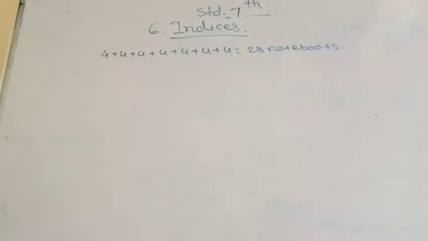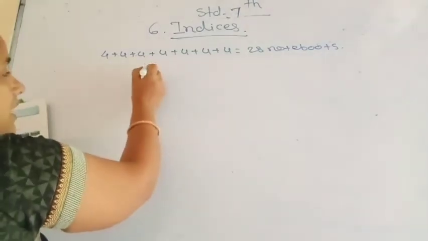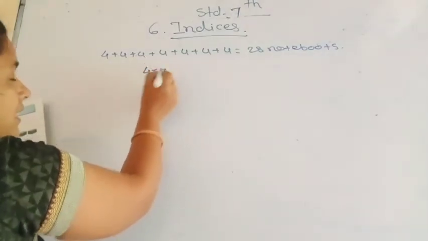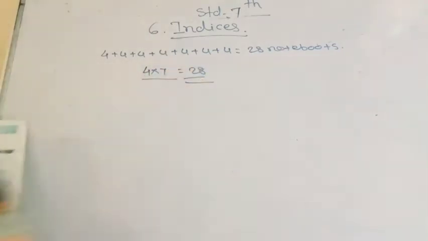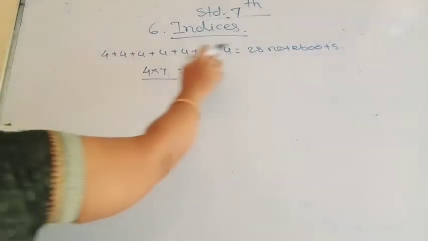Here there are 7 children and each child has these 4 notebooks. Each of 7 children was given 4 books, which means the total is 28 notebooks. 4 is taken 7 times. How many times? 7 times. 4 sevens are 28. Here addition is the operation that is carried out repeatedly.